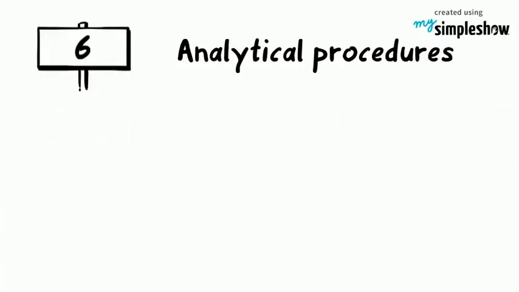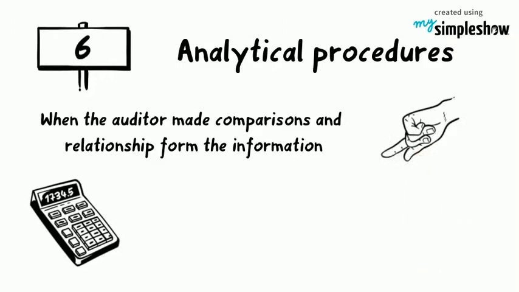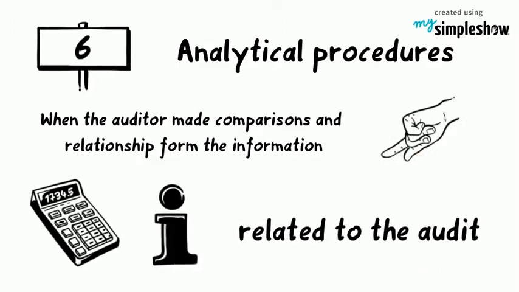Next is analytical procedures. This occurs when the auditor makes comparisons and examines relationships from the information to determine or calculate other information related to the audit.